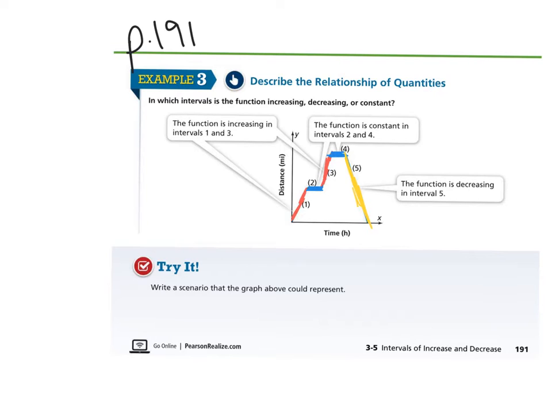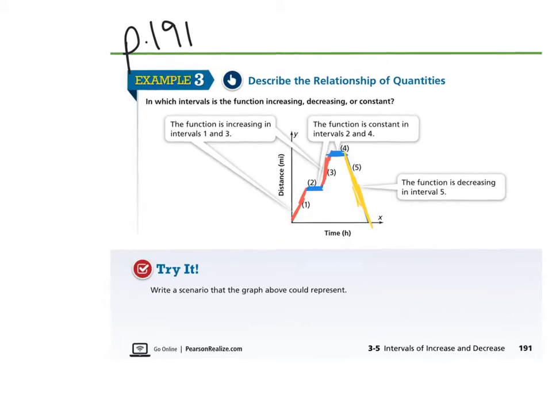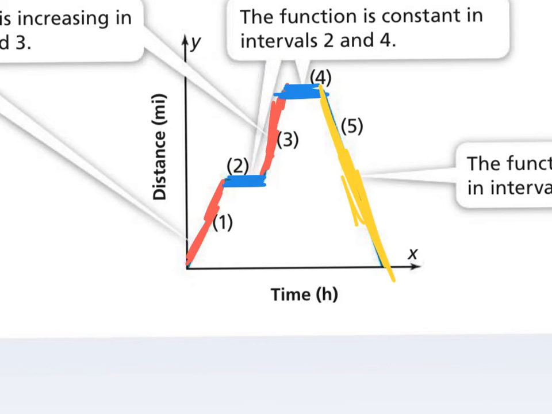The try it says write a scenario the graph could represent. There's lots of different options. One option the book gives is that somebody's riding their bike from their house, and then they take a break, and then they ride further from their house, and then they stop to eat, and then they ride home. Okay. Again, notice this is distance. If that was the case, maybe distance from home would be a better label there, if that was actually what was happening.